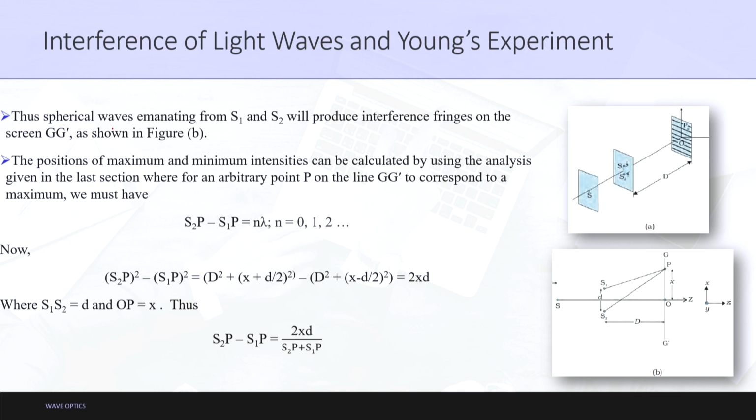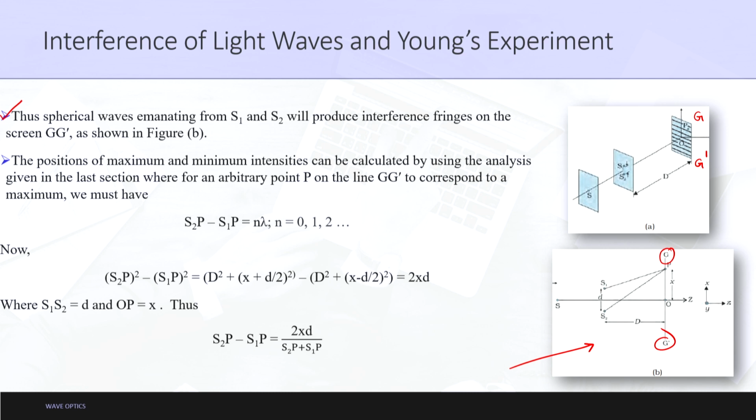Thus, spherical waves emanating from S1 and S2 will produce interference fringes on the screen GG dash. So, this is the screen GG dash here. Thus, spherical waves emanating from S1 and S2 will produce interference fringes on the screen GG dash as shown in figure B. This is the figure being talked about here.